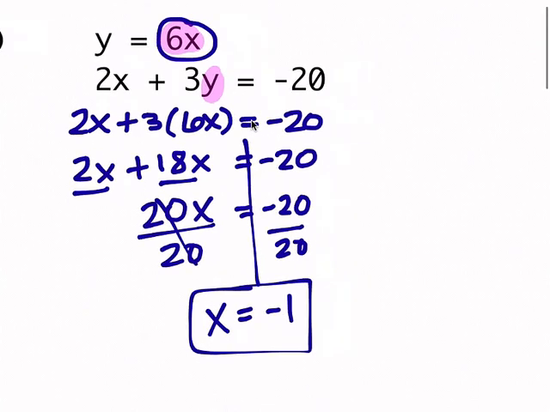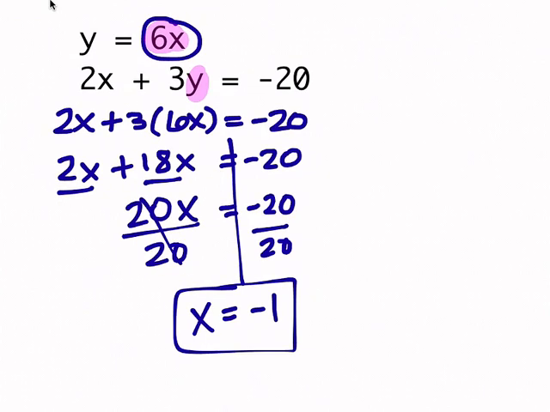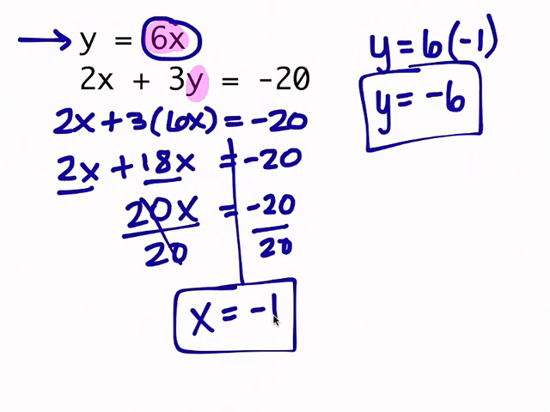So now that I have my x, I'm going to go back and take out x and replace it with that negative 1. It really doesn't matter which equation you use, but to make it easier, we want to use the one that's already solved for the variable. So I'm going to use this top one. y equals 6x, but I'm going to take out the x and replace it with negative 1. Simplify. 6 times negative 1 is a negative 6. So now that I know x and I know y, I know the point at which those two lines intersect is the point negative 1, negative 6.